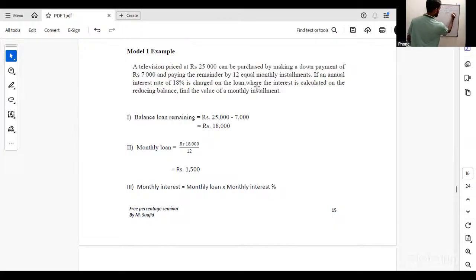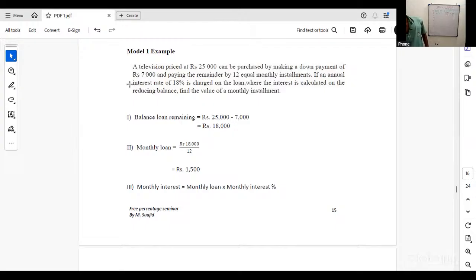3,000 divided by 2. So the monthly loan is how much? 1,500 rupees. This is the amount that he has to pay monthly. Monthly he has to pay 1,500. Look at this carefully, and please follow the model steps.